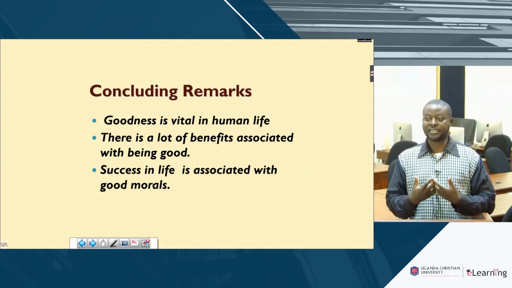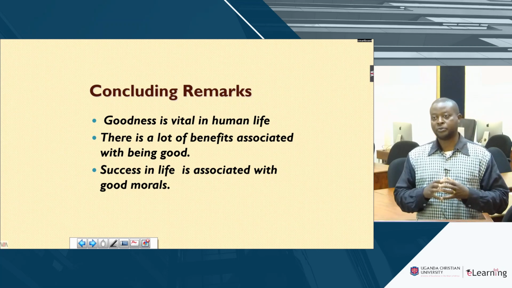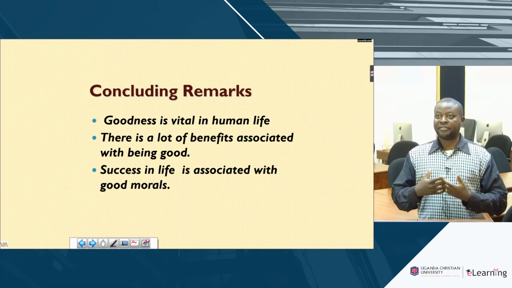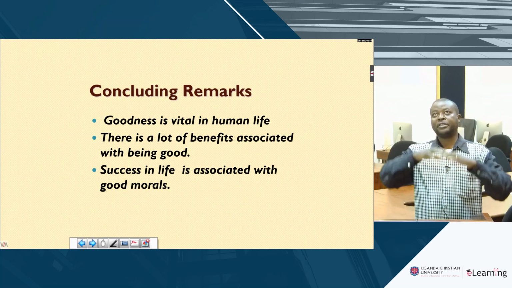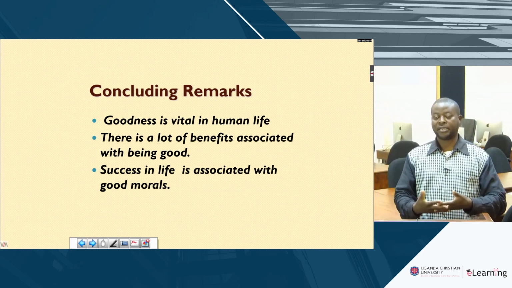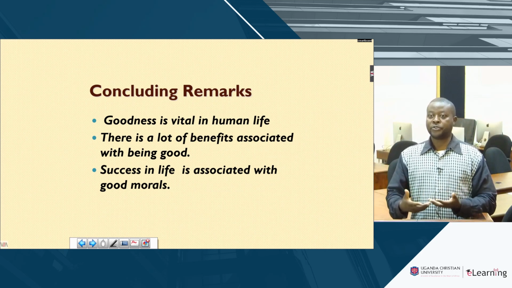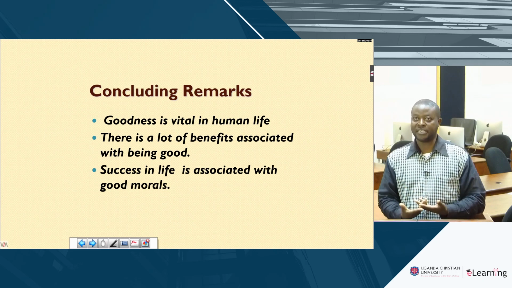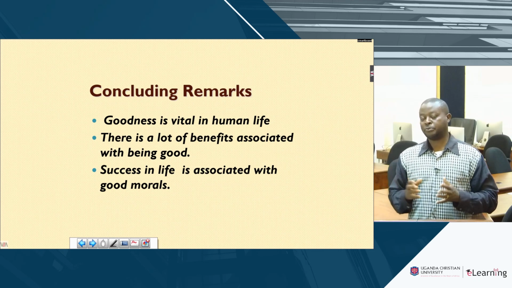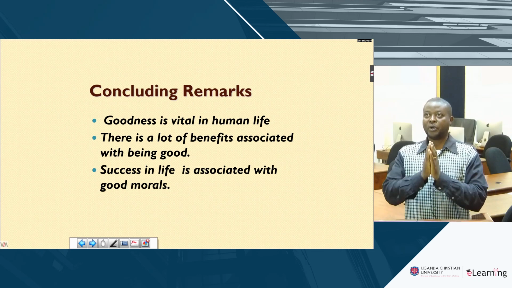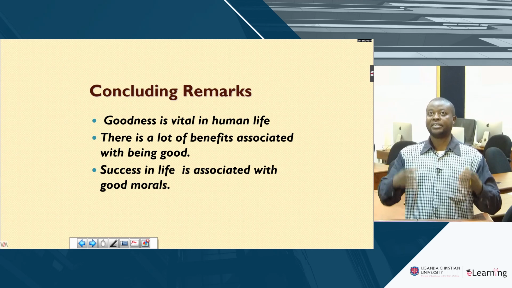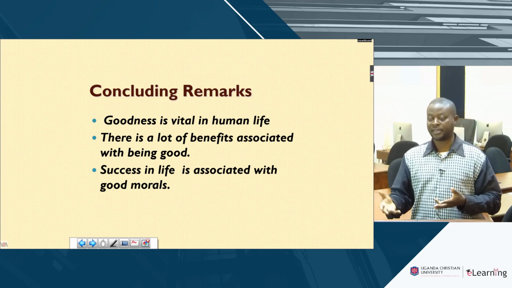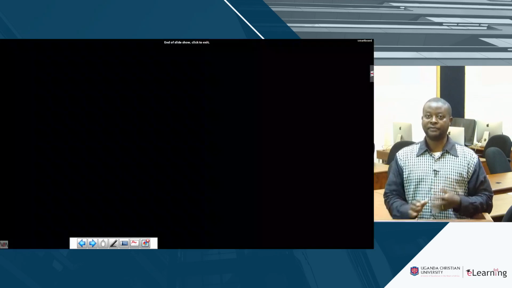And finally, success in life is associated with good morals. Therefore, the more you uphold morals in your private and public lifestyle, and for the greater good of your professional training and practice, the more you'll be succeeding in your workplaces, in your homes, in your businesses, and in everything that you will be doing. Because there is no person who wants something bad done towards them. We always seek goodness, and extending the same goodness to others is very, very key and very vital for our own good lifestyle.